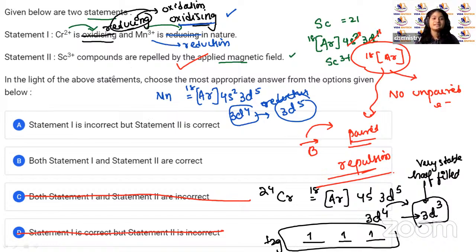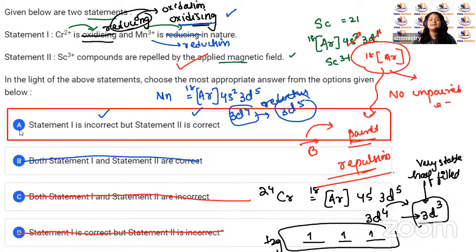The first statement is incorrect, whereas the second statement is okay. So the second statement is correct. This one is also wrong. So what is going to be your correct answer, children? Your correct answer is going to be statement 1 is incorrect, whereas statement 2 is correct, right? So a lot to do with the electronic configuration, right?